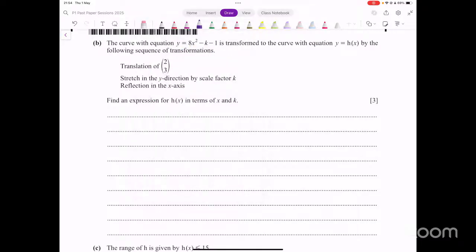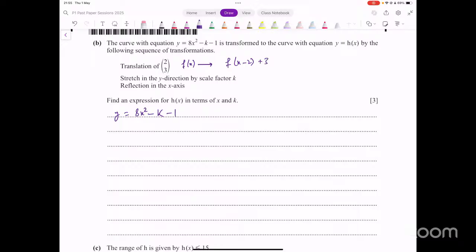This is the original function, y equals 8x squared minus k minus 1. First of all, we do a translation of (2, 3). What does that mean? If the original function was f of x, where does that go? 2 units right, that means x minus 2. 3 units up, that means plus 3 outside.